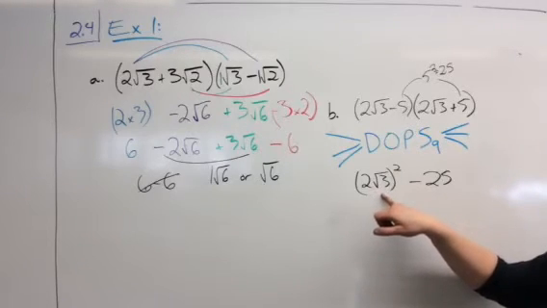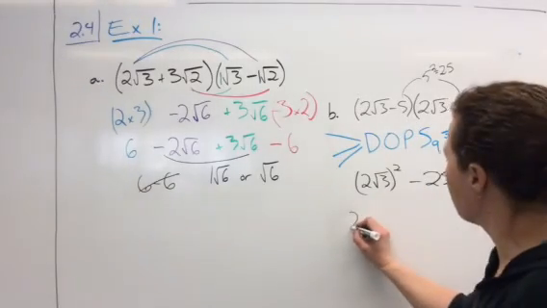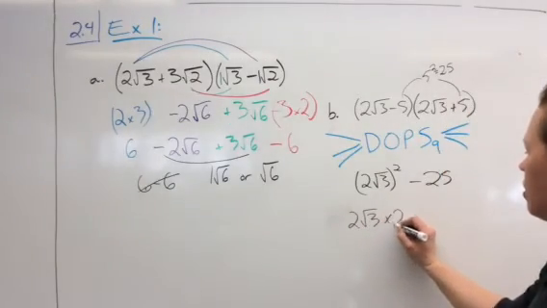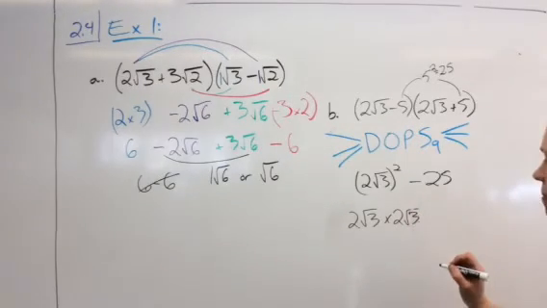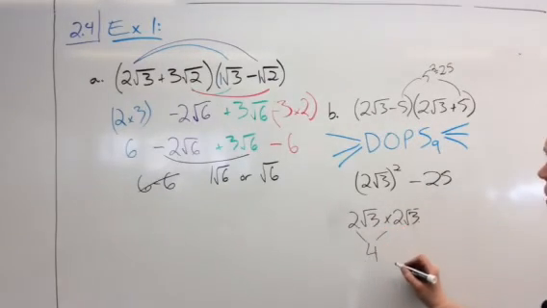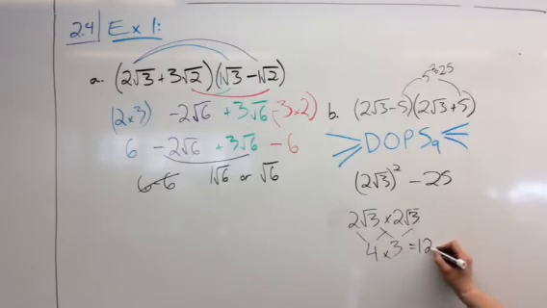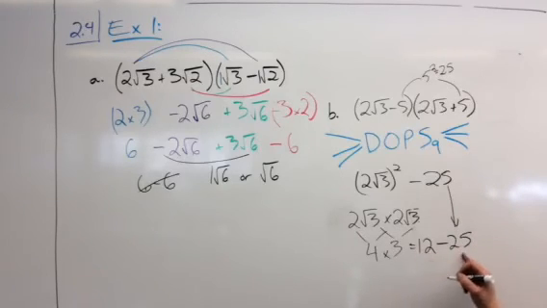And then I just have to figure out how to square 2 root 3. Well, 2 root 3 squared is 2 root 3 times 2 root 3. Whoops, that's not a 3. There we go. So I'm going to go 2 times 2 is 4. And root 3 times root 3 is 3. 4 times 3 gives me 12. Now I got to bring down the minus 25 that was already there. And so my answer is going to be 12 minus 25, which gives me negative 13. So much fun.